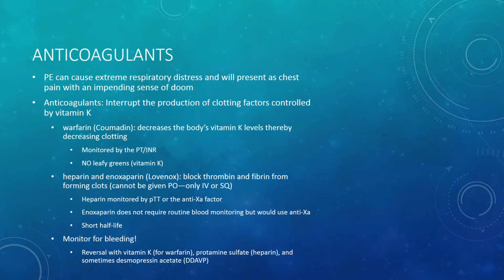If for some reason we need to do a reversal, we would reverse warfarin with vitamin K, such as if they started significantly bleeding or we needed to reverse quickly for an emergent surgery, we would administer vitamin K. Protamine sulfate is the reversal antidote or reversal agent for heparin, and then sometimes desmopressin acetate, DDAVP, is used for the reversal of anticoagulants. But remember vitamin K and protamine sulfate. Those are the big ones that are used.